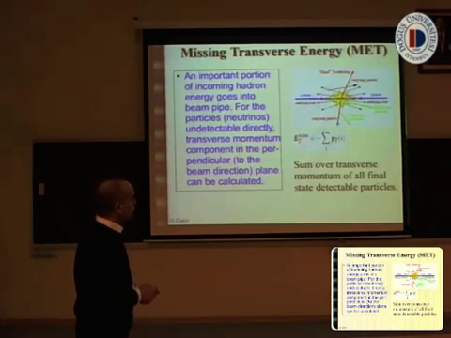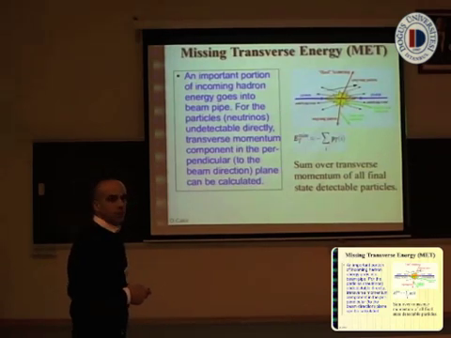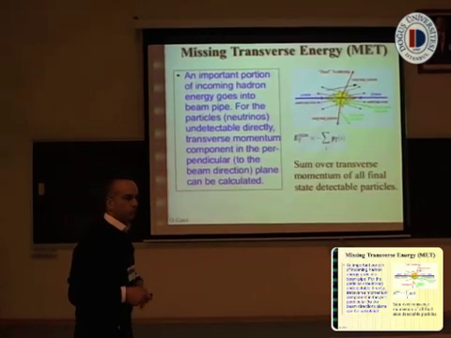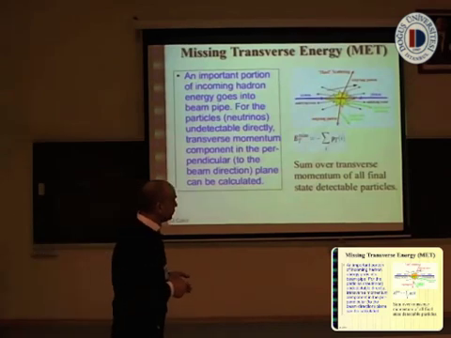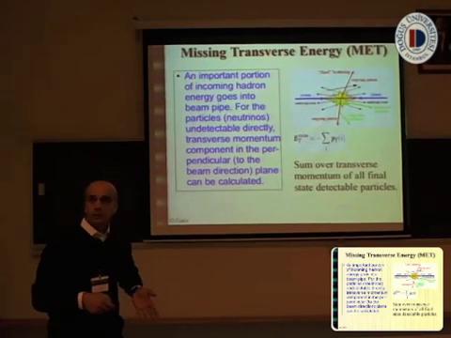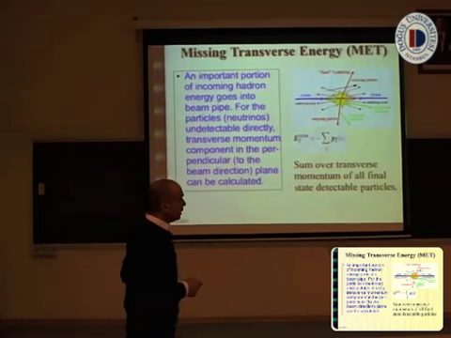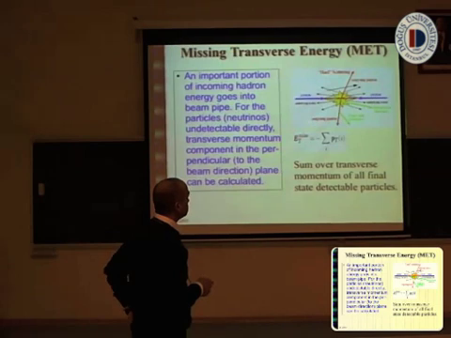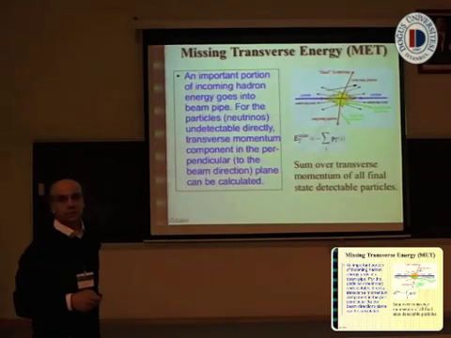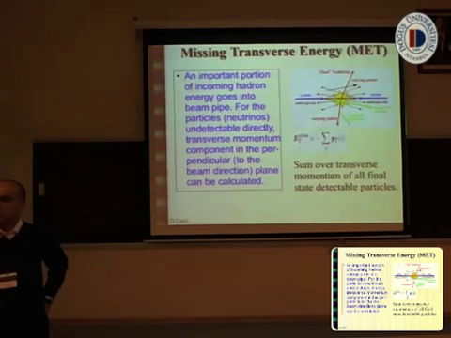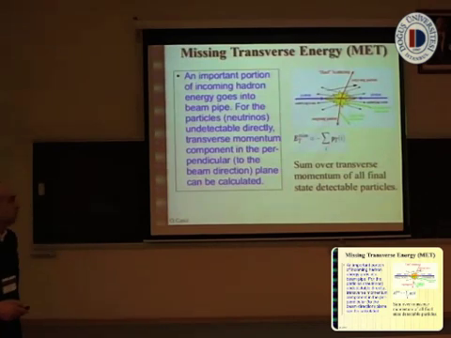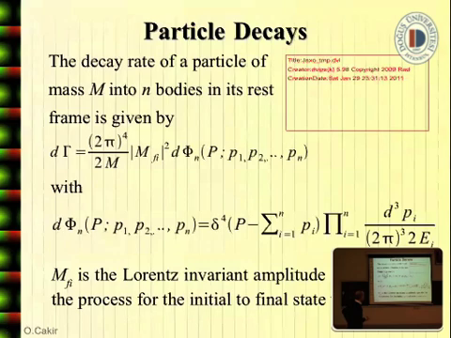you will get a summation over the pT of all the measurable particles in the final state. If we measure the pTs of the particles in the final state, then we can add them and measure the missing transverse energy. It is not possible to measure the longitudinal part of this one because of some unknowns. Okay.